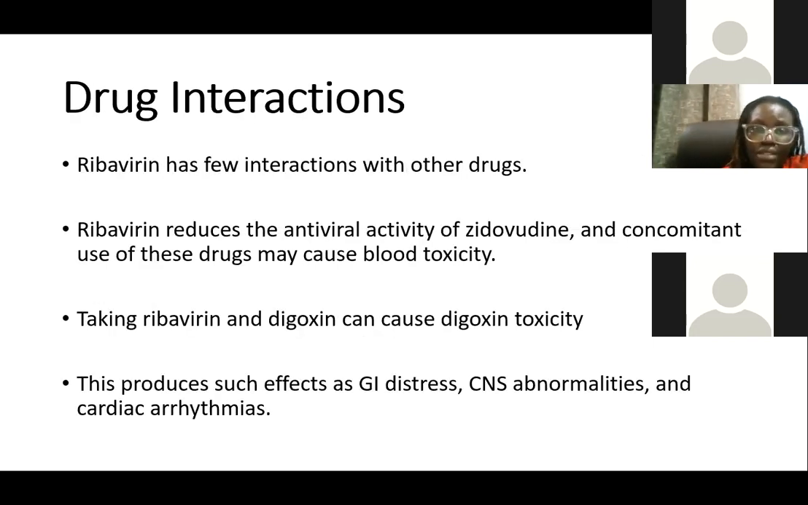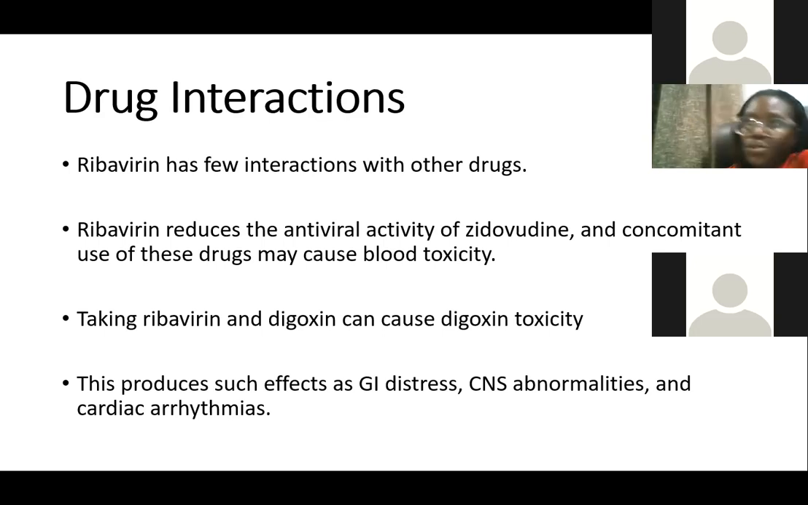There are few interactions with other medications. If you take zidovudine, which is used for the treatment of HIV, in addition to the Ribavirin, it may cause blood toxicity and bone marrow suppression. Then when you take it with digoxin, there can be digoxin toxicity. It can also produce CNS abnormalities and cardiac arrhythmias.